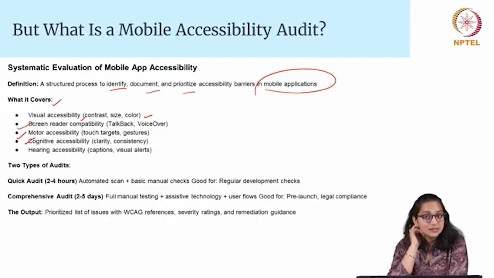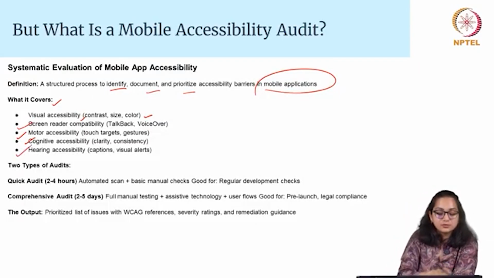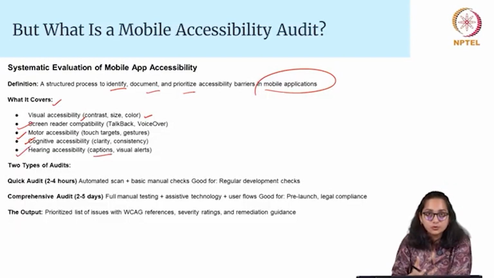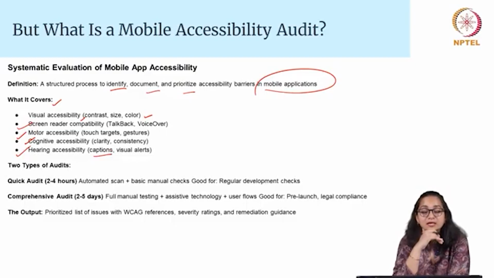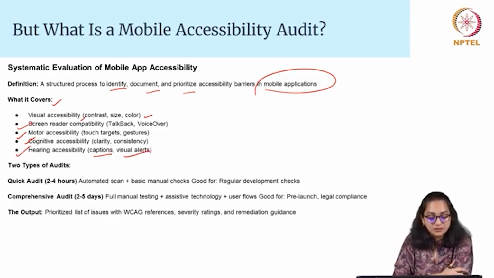So, whether the sequence of information has clarity, has consistency and all of that. Then there is a hearing related accessibility audit. So, whether the captions are loading or not, whether your applications are able to utilize the OS software available, visual alerts, whether it is able to do that.